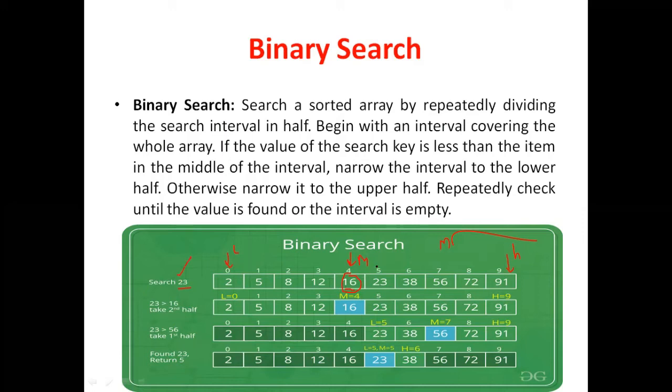If it is greater, you have to traverse in this direction, you have to work on this particular part. If the value is less than the middle value, you have to work on this particular part. That is, your array will be divided into two parts.